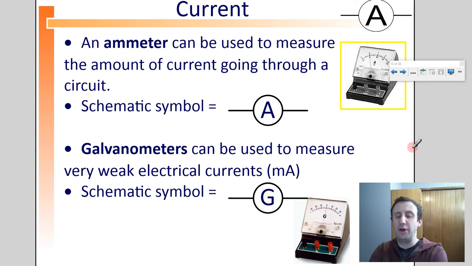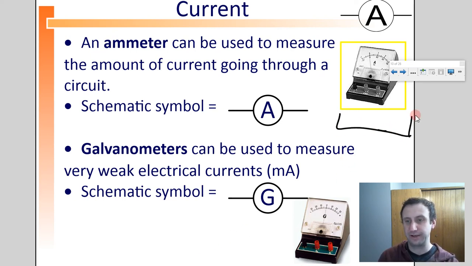How do we measure current? We measure it with an ammeter. This is a picture of an ammeter. Ammeters are often built into multimeters as well. We can use an ammeter to measure the amount of current going through a circuit. The schematic symbol for an ammeter is really easy. It's just an A with a circle around it. So that's how we measure the current.